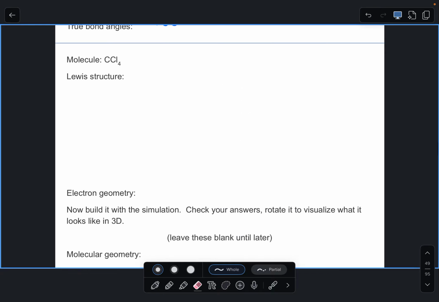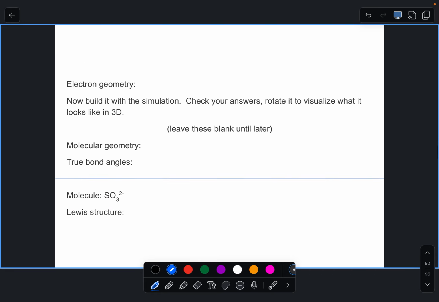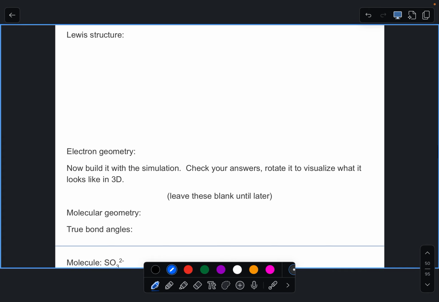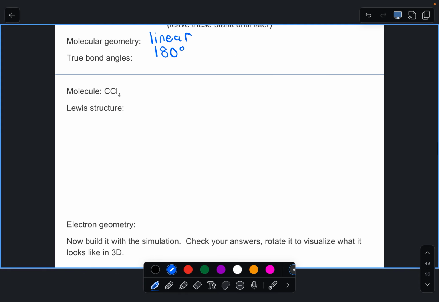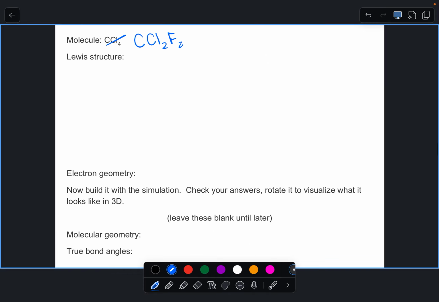Okay, so this one, yeah, we can do this one. We'll spend a little bit more time on these because the Lewis structure is a little bit harder. But yeah, we'll go ahead and do this. I'm going to draw this. Let's draw this as CCl2F2 instead of CCl4. It'll make it more interesting when we come back to it on Friday to do polarity. So still the carbon in the middle.